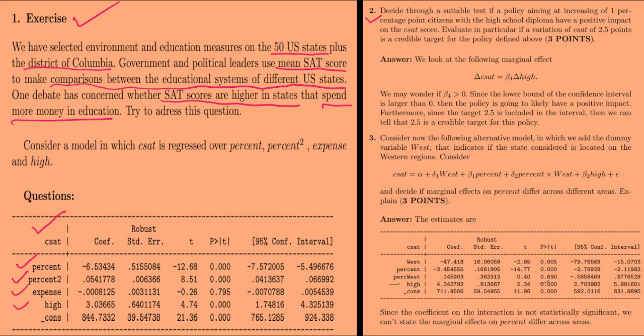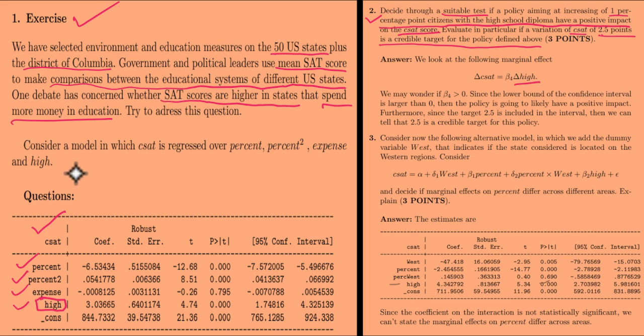First question: decide through a suitable test if a policy aiming at increasing by 1 percentage point the citizens with a high school diploma has a positive impact on the CSAT score. Evaluate in particular if a variation of CSAT of 2.5 points is a credible target for the policy defined above. So we have to look for the variable high. That high is our beta 4.